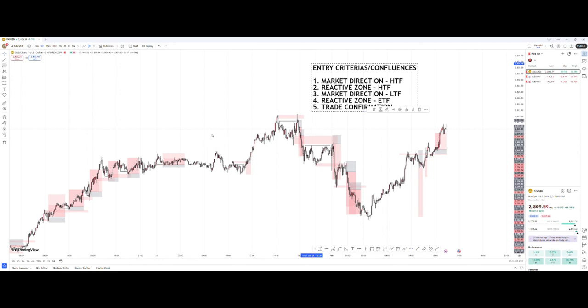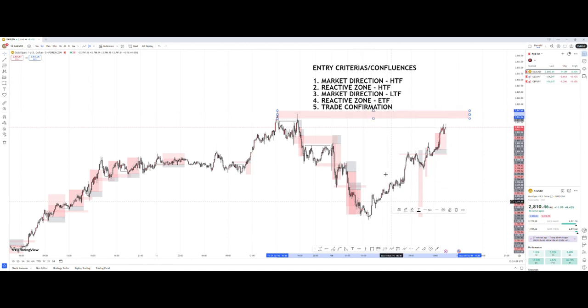Come again. The all-time high over here. I don't get you. This zone over here. The price there. I don't get your question, please. Yeah. Are you asking if it's a valid zone? Yeah, it's a valid zone.